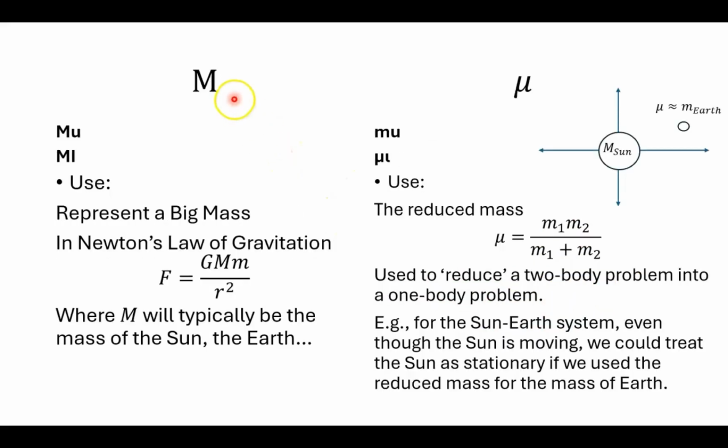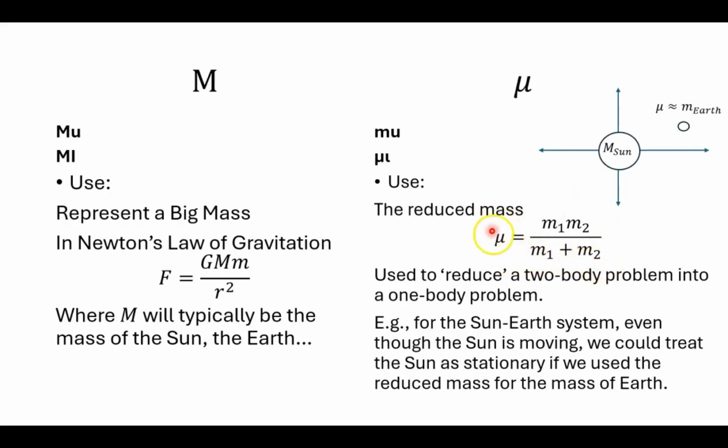Next letter is mu, it's just the m, and the uppercase is used to represent a big mass. So in Newton's law of gravitation, the gravitational force is given by the gravitational constant times the product of two masses divided by the square of their distance of separation, where the big M will typically represent the big mass. So it will be the bigger mass of the two, such as the mass of the Sun, the mass of the Earth. And the lowercase mu is the reduced mass.